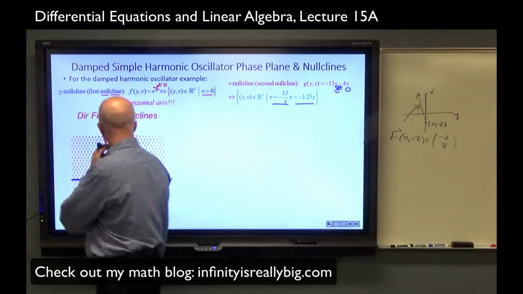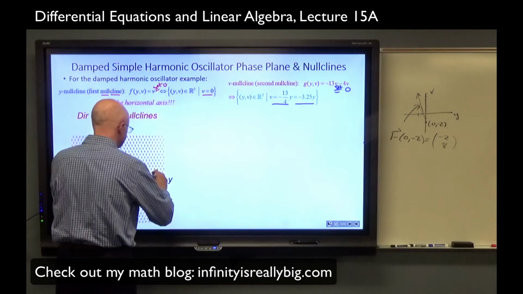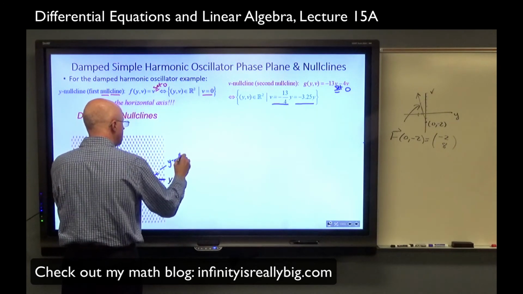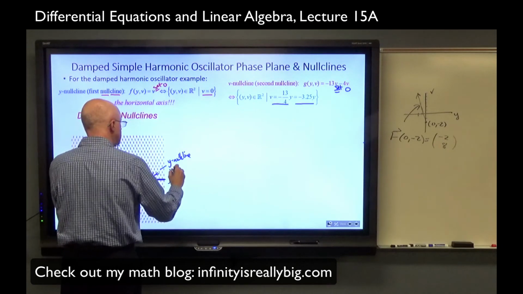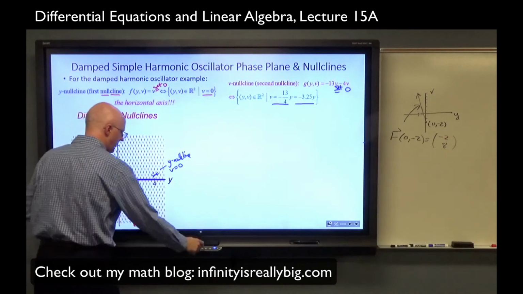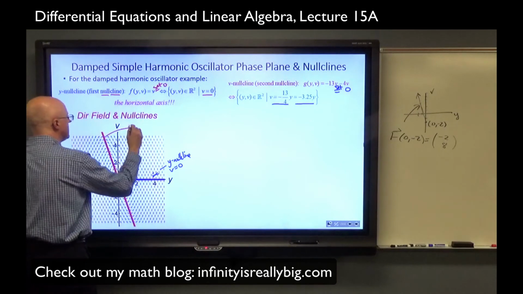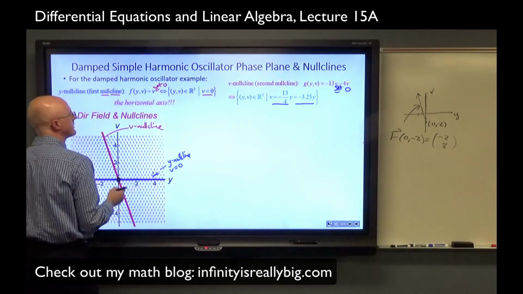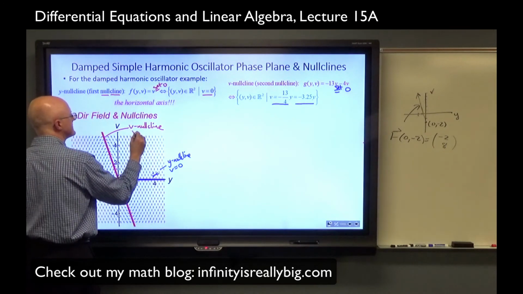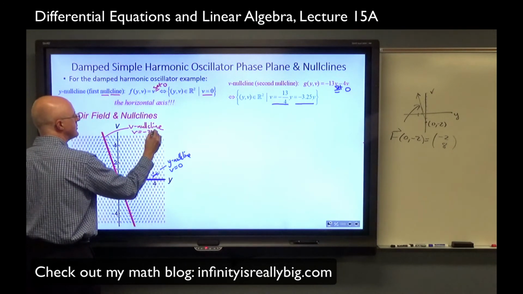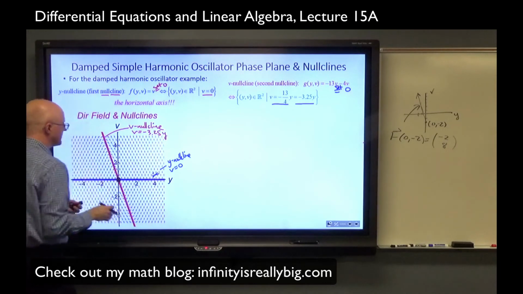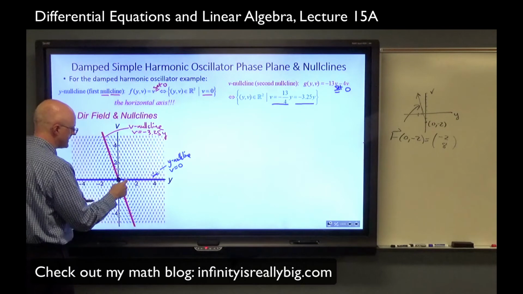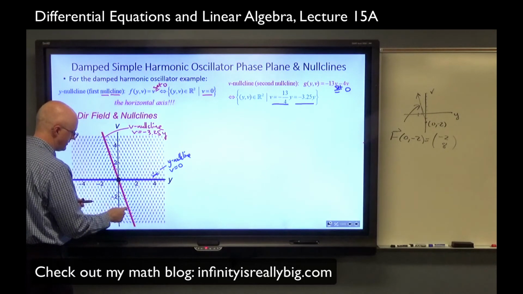Here are the nullclines. So the blue one, that's the y nullcline, where v equals 0. And the red one, that's the v nullcline, where dv/dt equals 0. And that again is equivalent to v equals negative 3.25y, a line through the origin with the slope of negative 3.25. Notice when y is 1, we are down at about negative 3.25 there.